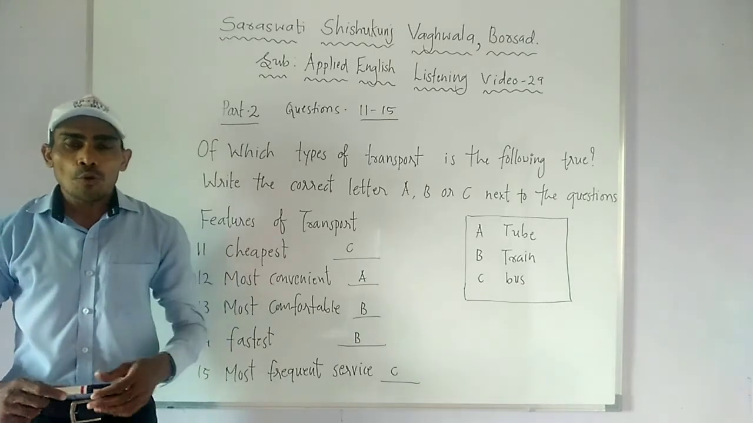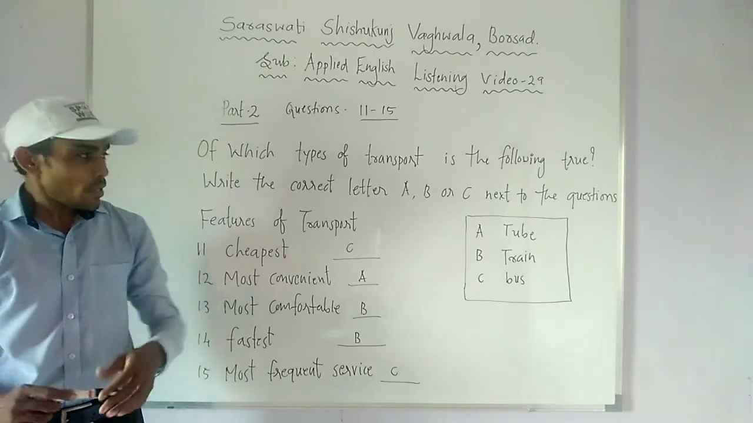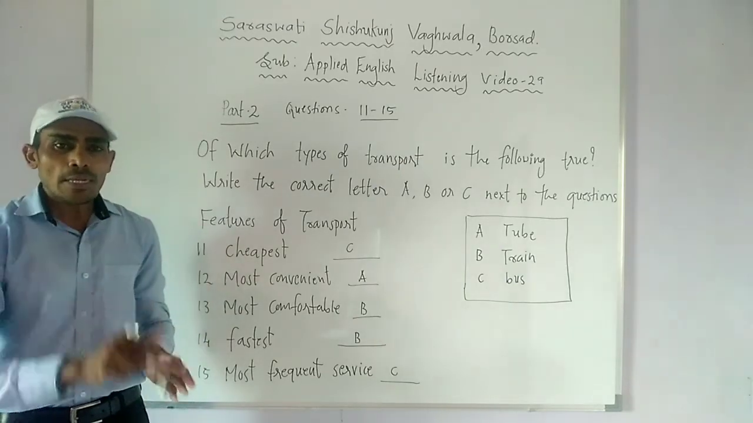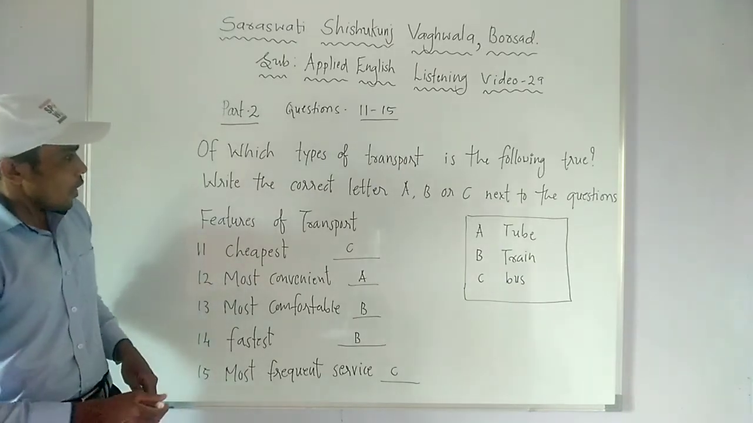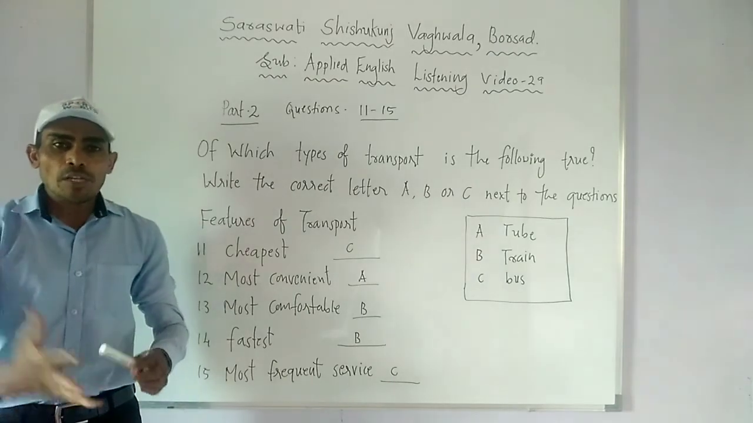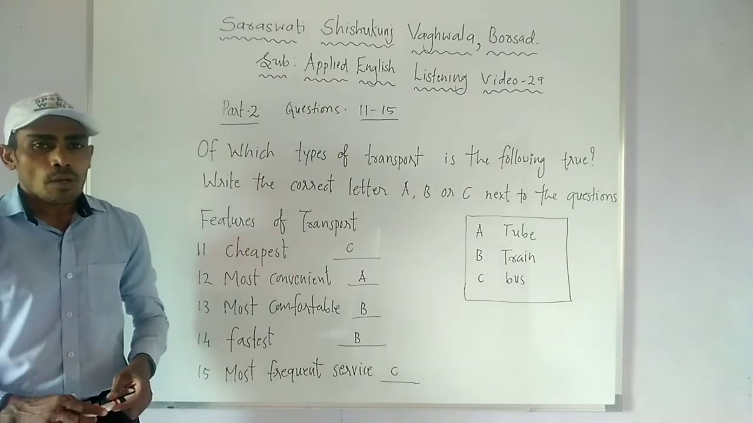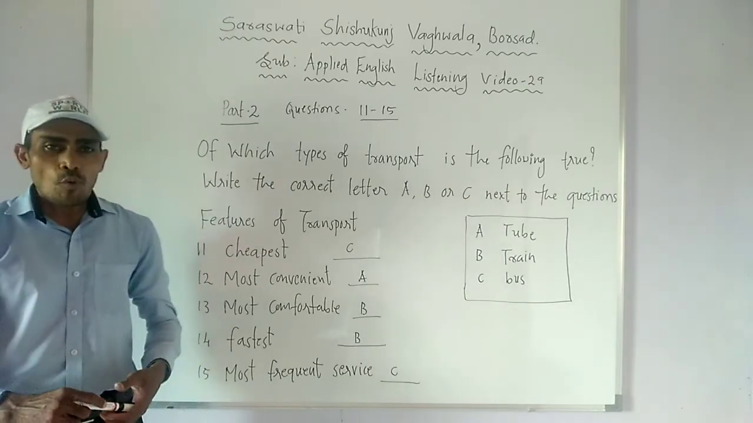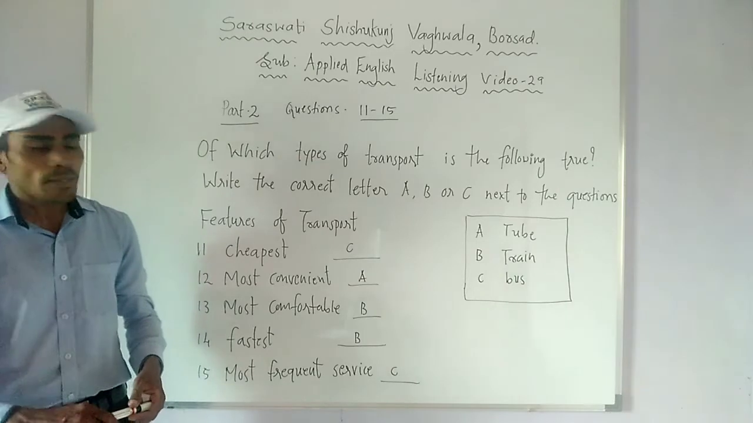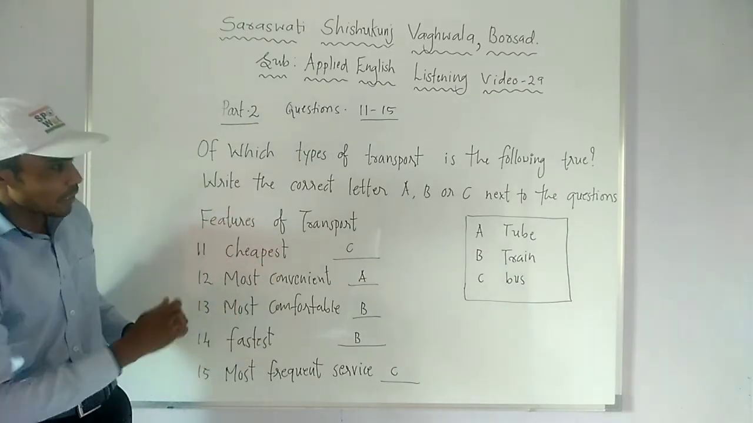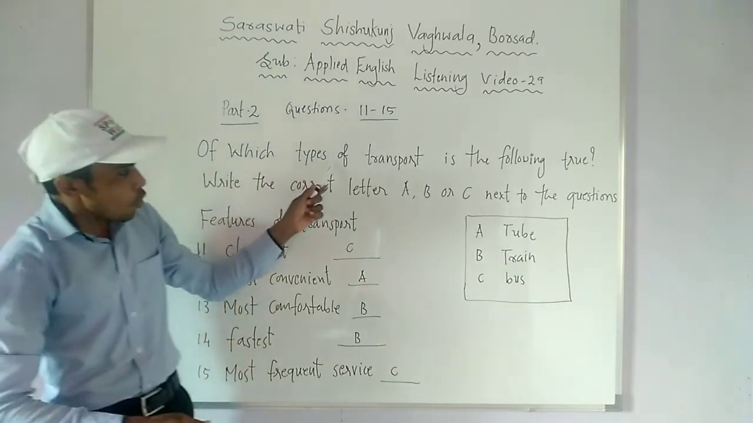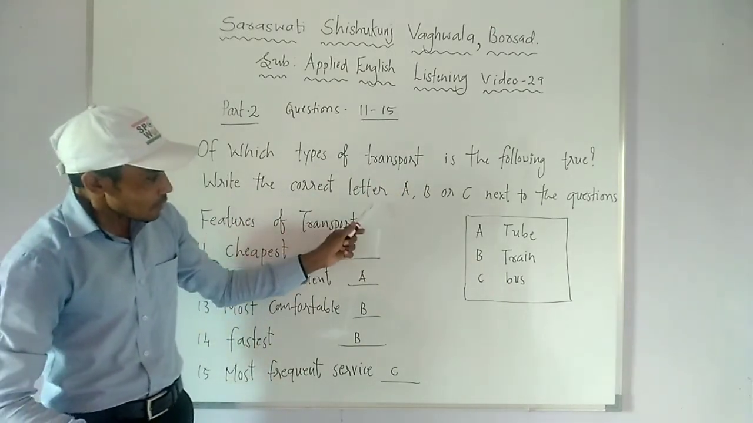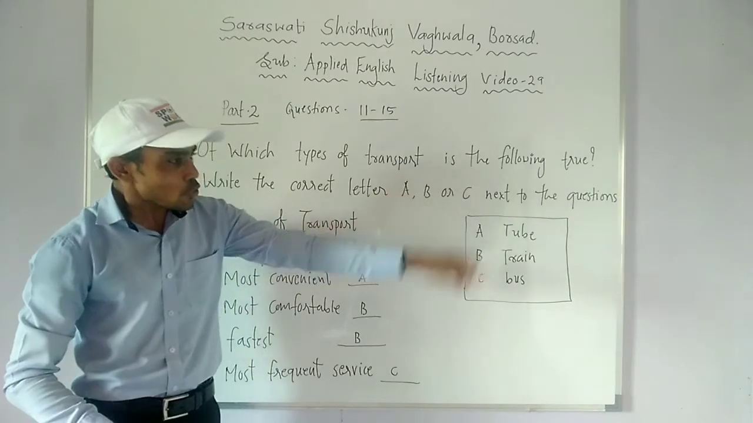Students, I hope you have written your answers in the answer sheet. Now I am going to discuss what the answers should be for what you have done in listening. Students, a man will be giving information about transport in London. Now a lady wants some information about that, and asks what is the best way to go around in London. So there is some information given about which types of transport the following is true for. Write the correct letter A, B or C next to the questions.